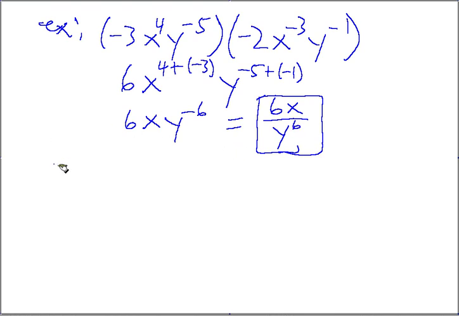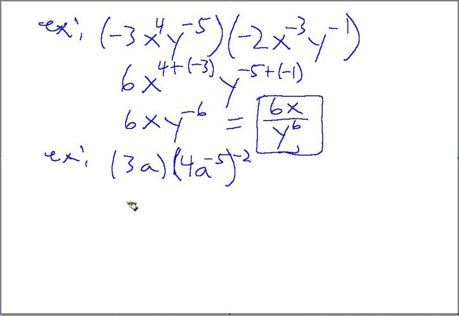All right? Let's try another one here. Let's try this one. Let's look at 3a times 4a to the negative 5th power, all that to the negative 2nd power. So a little bit more challenging here. Well, it's not too much more challenging. I just have to take this to the negative 2 power first before I work with the 3a. So 3a should be brought down. Just bring down the 3a.